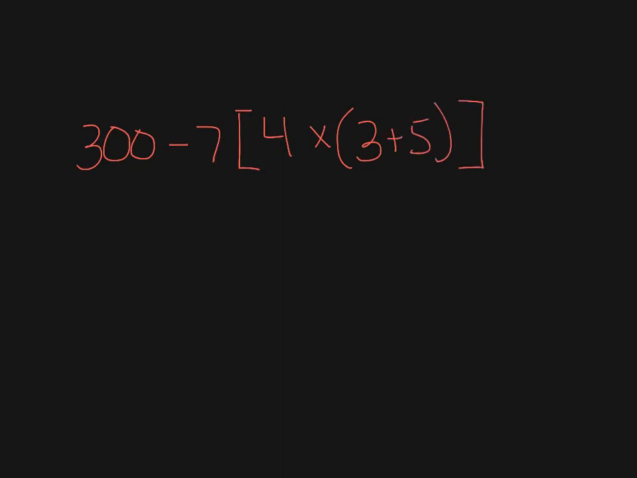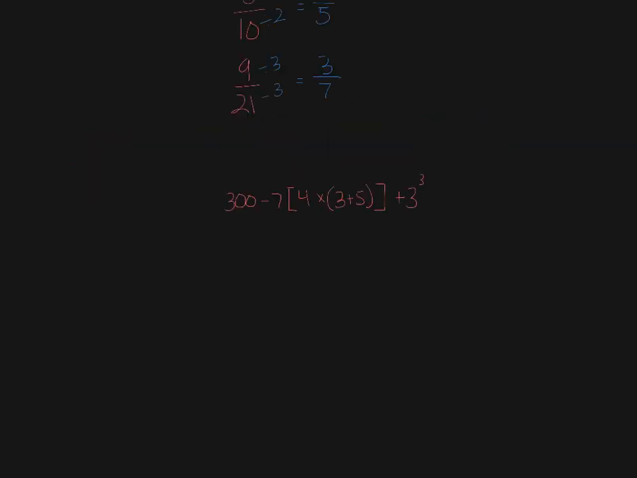Let's go and move on to the most difficult one. We have to solve for this long operation. So we have 300 minus 7, brackets. These are called brackets. They're almost like parentheses. Times parentheses 3 plus 5 parentheses, brackets, plus 3 to the third power. Let me zoom out. Remember PEMDAS. We have please excuse my dear Aunt Sally. So here's parentheses. These are exponents, the little guy that hangs out up top. Multiply, divide from left to right. Add, subtract from left to right.